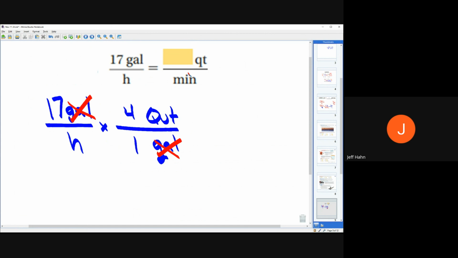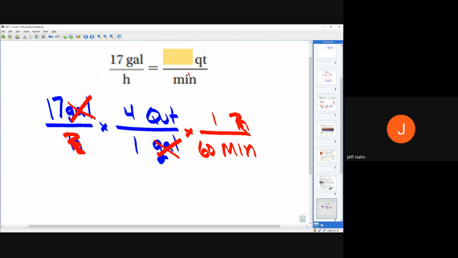Hours. So if hours is on the bottom down here, where does it have to go on this one? What am I changing hours into? Minutes. And what is the conversion from hours to minutes? How many minutes in an hour? 60 minutes is 1 hour, and bam! I have now changed this into quarts per minute. Those are the only 2 labels I have left. That's all I care about, that you can get that far.